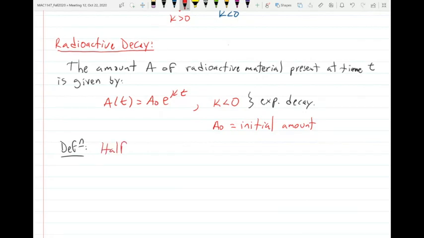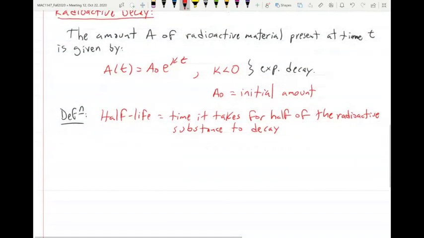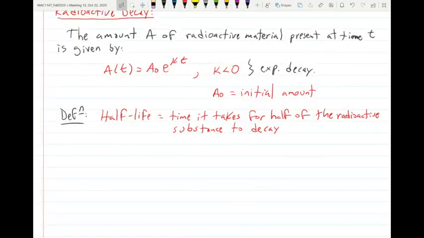Okay, so half-life. So what do we mean by half-life? This is the time it takes for half of the radioactive material to decay. Time it takes for half of the radioactive material to decay, or radioactive substance to decay.